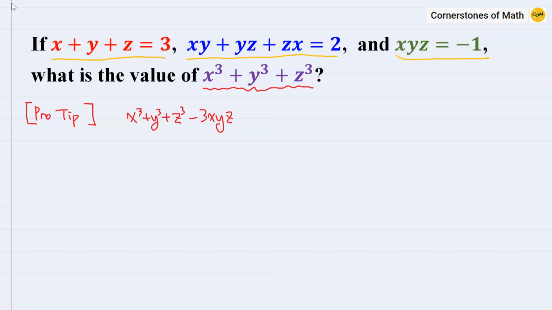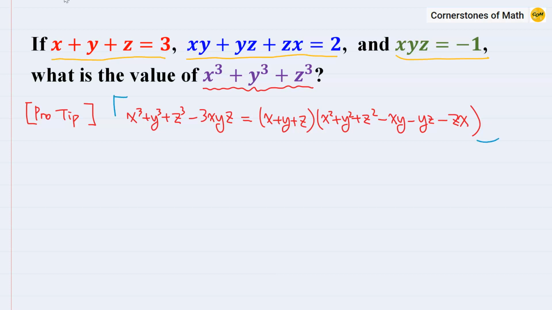So the basic approach is to use the factorization of x cubed plus y cubed plus z cubed minus 3xyz, which is this: x plus y plus z multiplied by x squared plus y squared plus z squared minus xy minus yz minus zx. However, using this same formula, there can be two slightly different approaches to get to the answer, so I will explain both of them in this video.